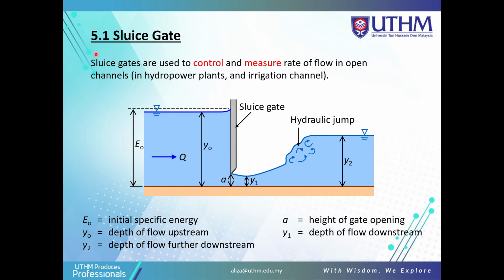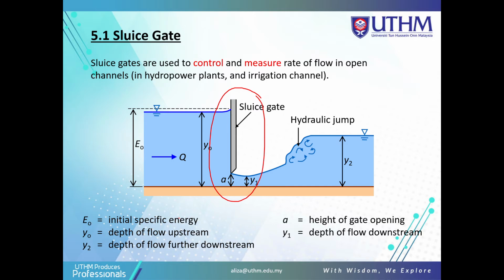Sluice gates are used to control and measure the rate of flow in open channels, in hydropower plants and irrigation channels. This is the sluice gate. We know Y0 is the depth before the sluice gate, and you have also known the hydraulic jump, where Y1 is the depth before the jump and after the jump is Y2.